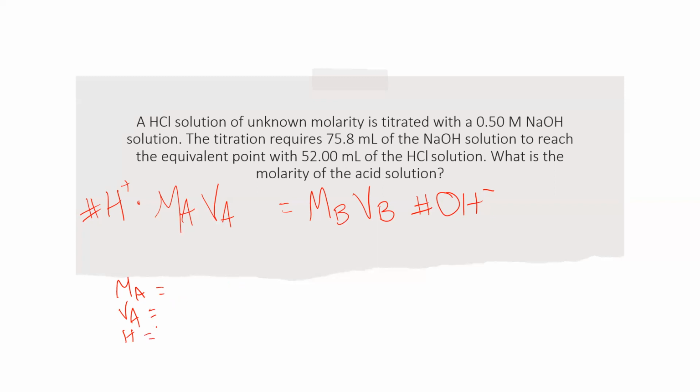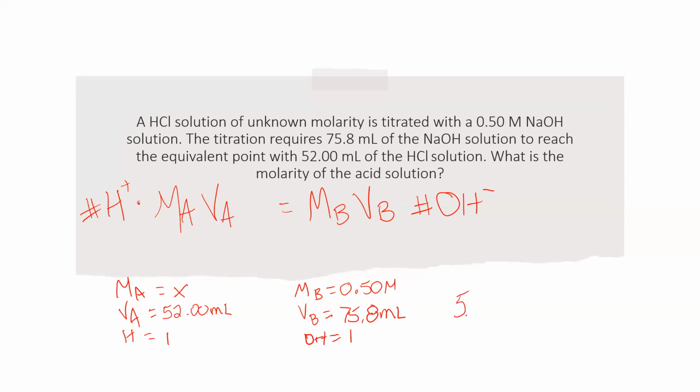So setting up our math here, we have the molarity of our acid, which is our unknown, the volume of our acid, which is 52.00 milliliters, and then HCl only has 1 H. Molarity of the base is going to be 0.50. Volume of our base is going to be 75.8. And then the number of hydroxides here for NaOH is also 1. So again, if they're both 1, you can kind of just not include that into the equation.